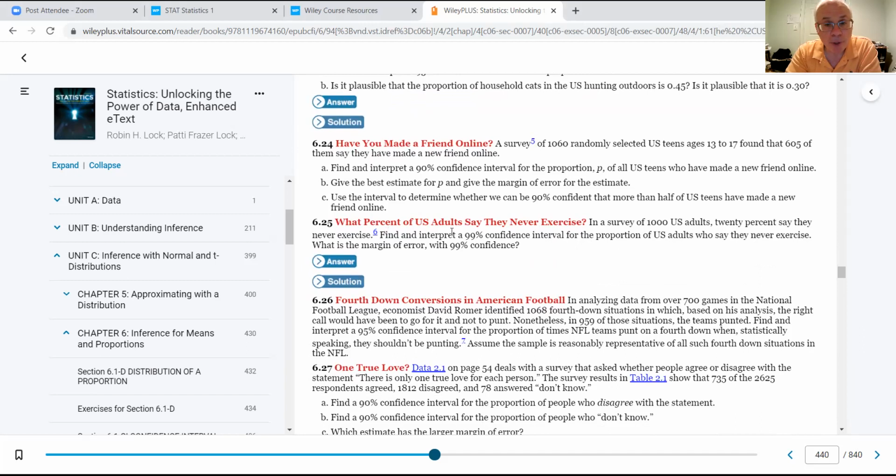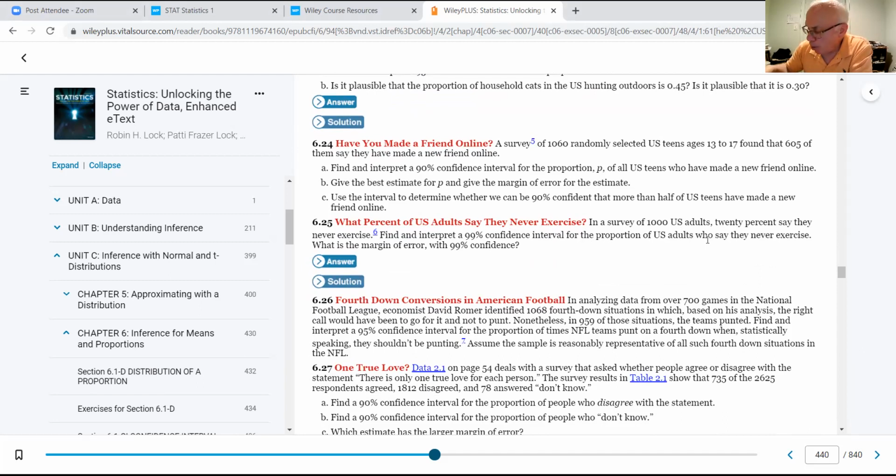6.25. In a survey of 1,000 US adults, 20% say that they never exercise. Find and interpret a 99% confidence interval for the proportion of US adults who say they never exercise. What is the margin of error with 99% confidence?